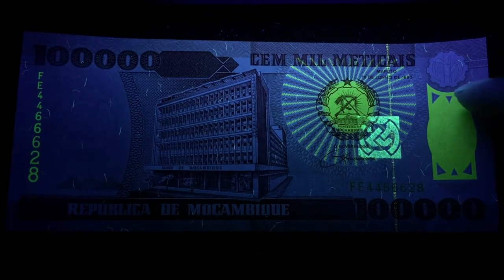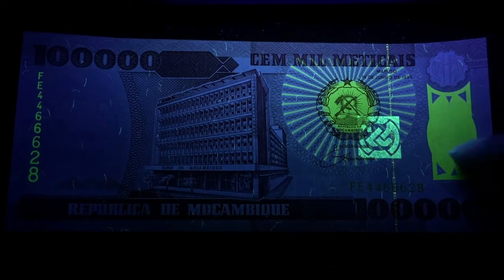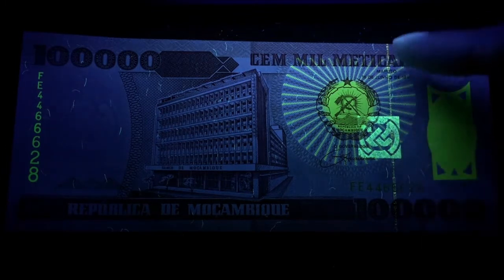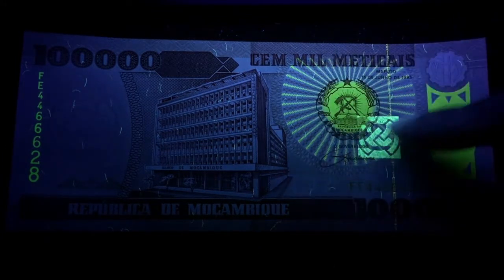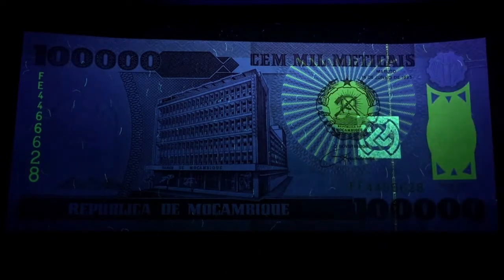So under the UV light, the golden color is getting reflected. There is some pattern here and one line is getting reflected here. This pattern is getting reflected. On the left we can see the serial number is getting reflected under the UV light.